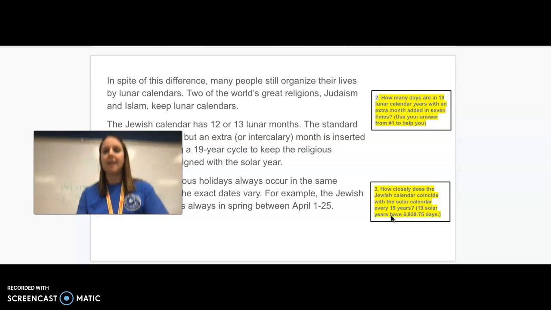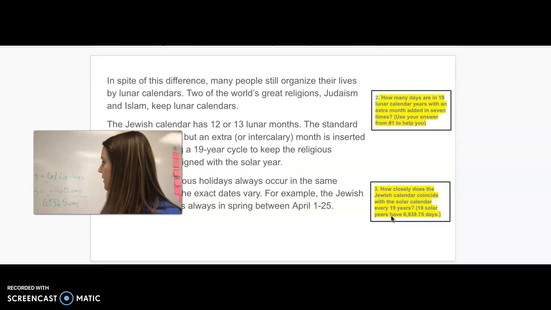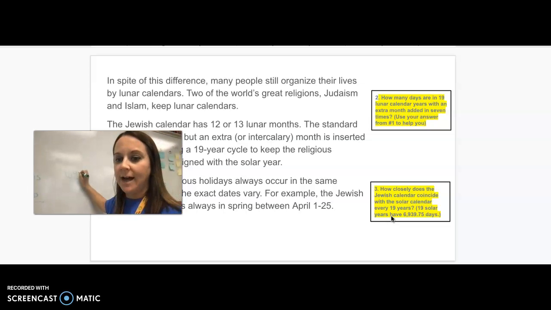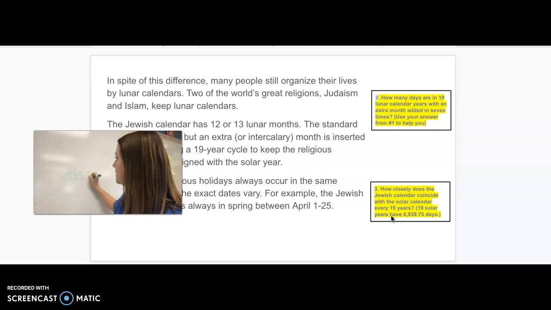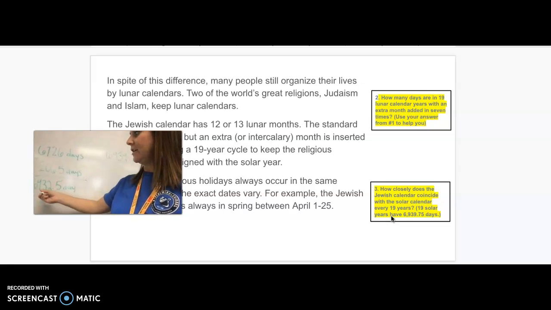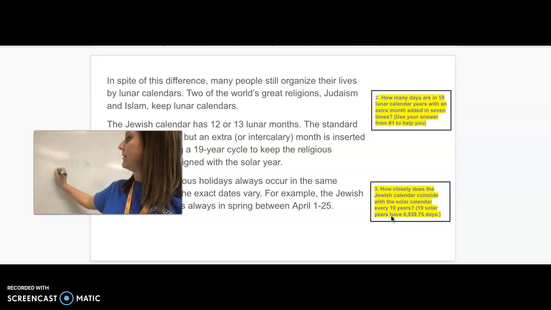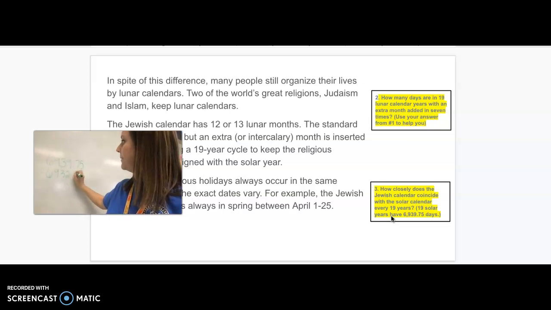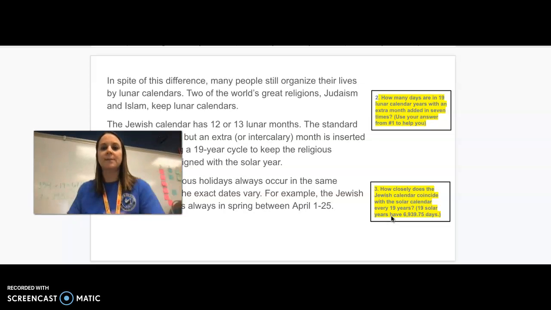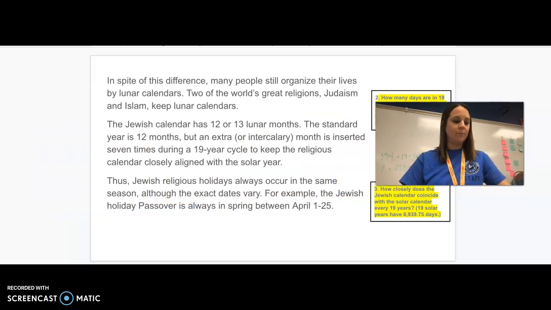So 19 solar years has 6,939.75 days. So if the solar calendar, this would be if we were using the June, July, August, right, has 6,939.75 days, and the Jewish calendar every 19 years has 6,932.5 days, I can find the difference of those by subtracting, and I end up with 7.25 days. So the Jewish calendar is 7.25 days shorter than the solar calendar. Okay, so they're pretty close, which makes sense as to why the dates always fall within that time range.